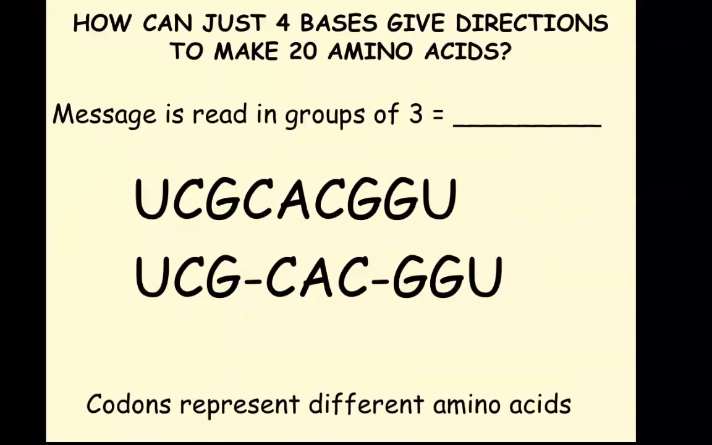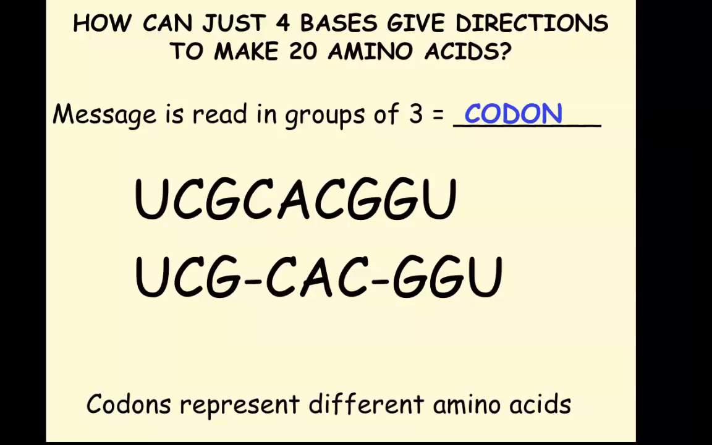So how can just 4 bases give directions to make 20 amino acids? If you remember, amino acids are what make up our proteins. Basically, our message is read in groups of 3, and we call those groups of 3 codons. We have this top message up here, and you can tell it's an RNA message. Let's say it's the messenger RNA, and you can tell it's RNA because there are U's in it and we don't have any T's in it.